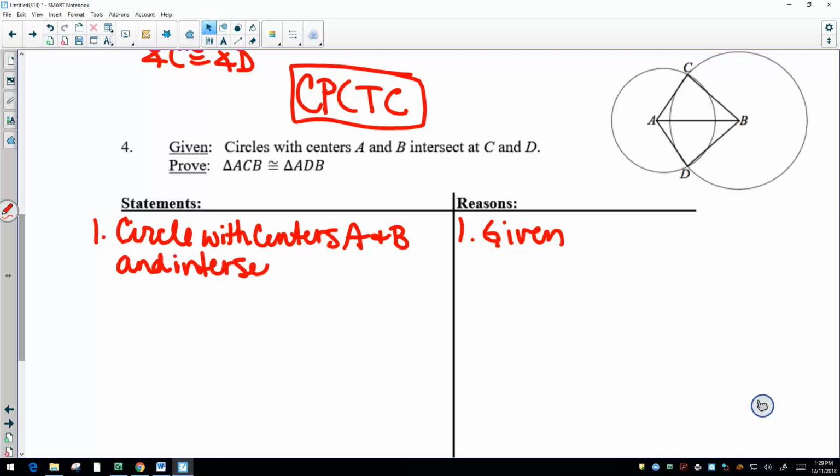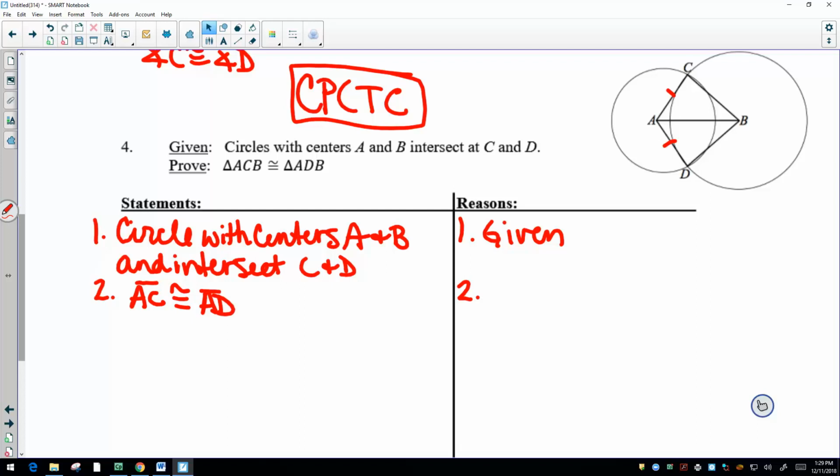So we don't really have any congruent statements to begin with, which means we have to search for 3 total congruent statements. But knowing these are circles, I'm going to take a look at the circle and take a look at first segment AC and segment AD. And I notice that those are both radii of that circle A. And I know all radii are congruent. So I have AC is congruent to AD.